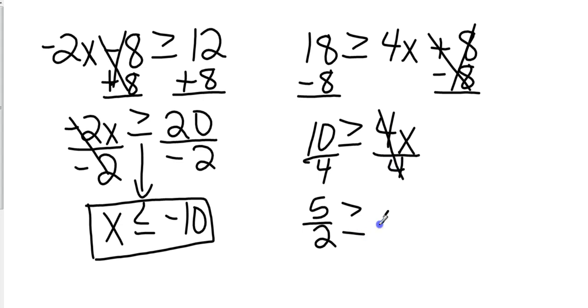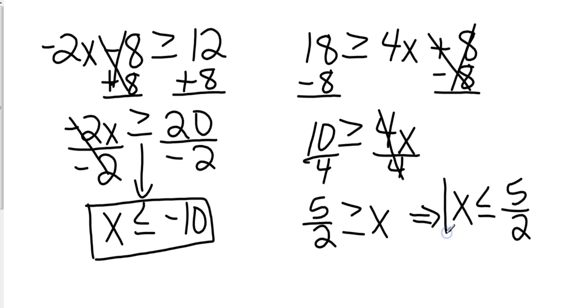Those 4's cancel. Now I'm going to change this around so I have my x first. My inequality opens up to the 5 halves, so I'm going to put my 5 halves over here. Okay, both of those answers are correct. I just like to have my x first out of personal preference.